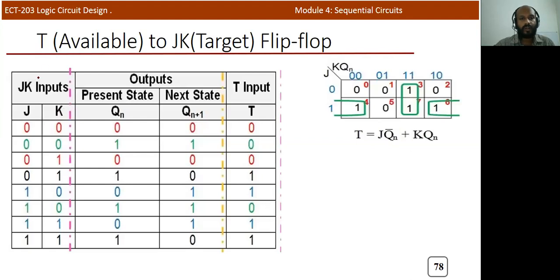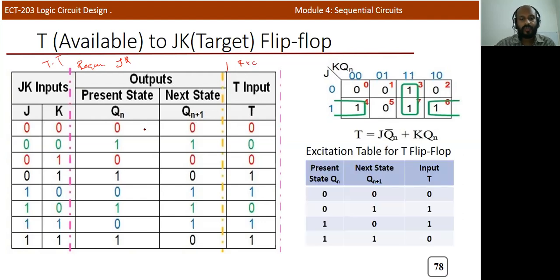So now T to JK. So for that, you need to write the required one, that is JK. Write the truth table of JK first, then write the excitation table of T by looking into this particular table. So 0 to 0 transition, 1 to 1 transition, by looking into this excitation table, you can fill the last column. Okay, now we can design that also.